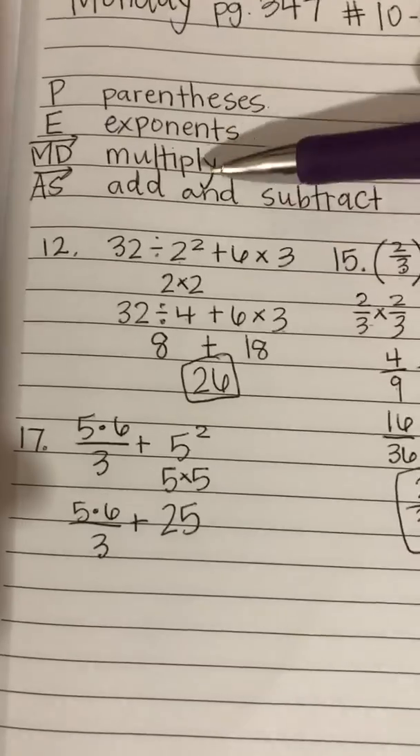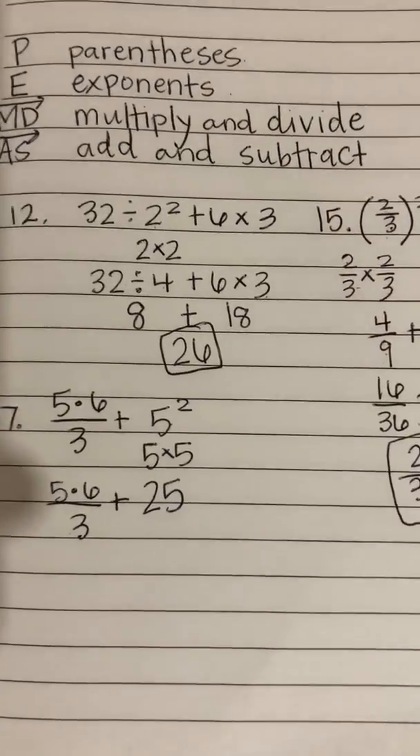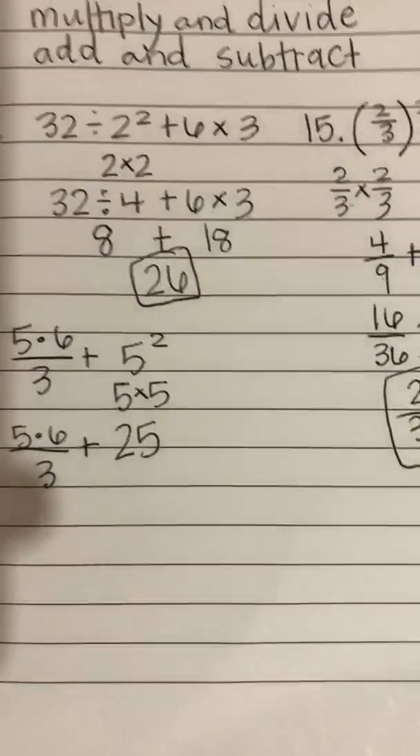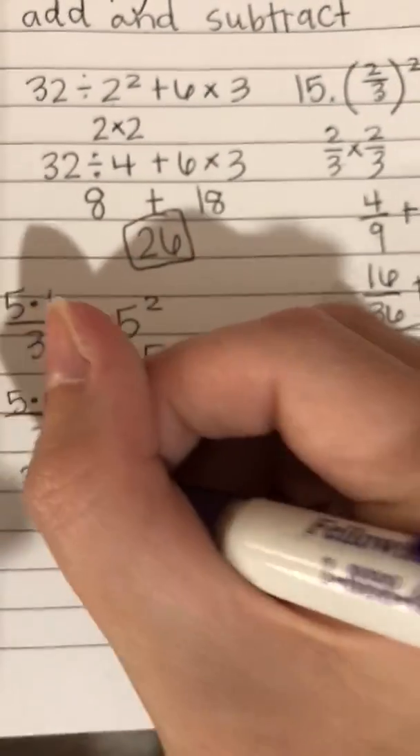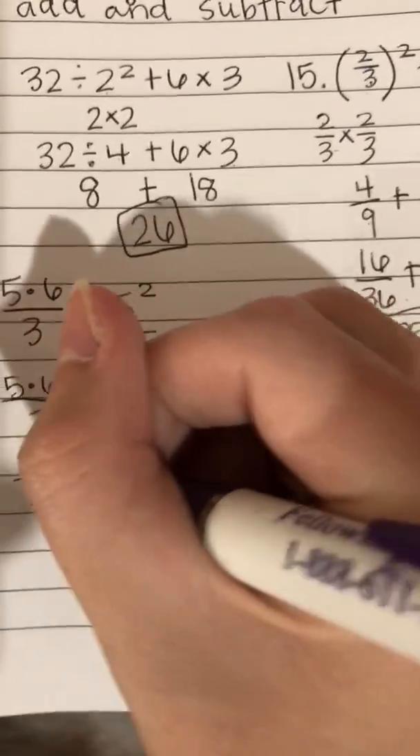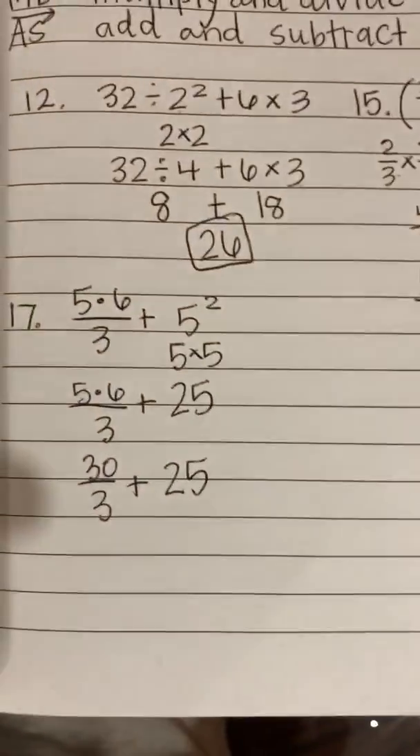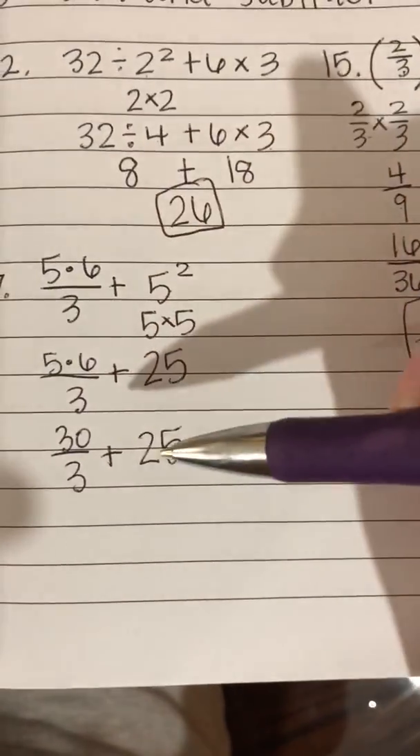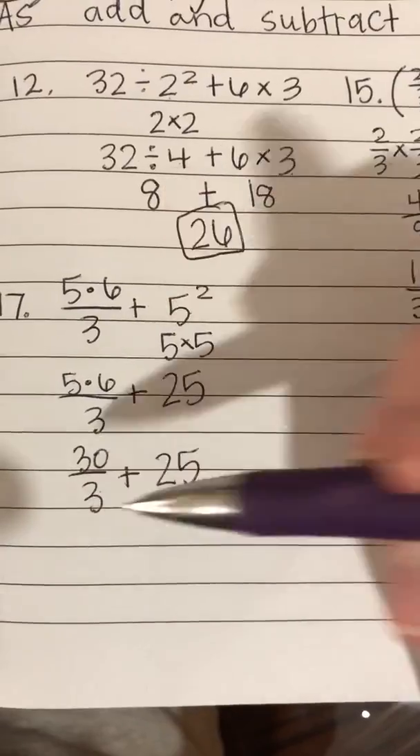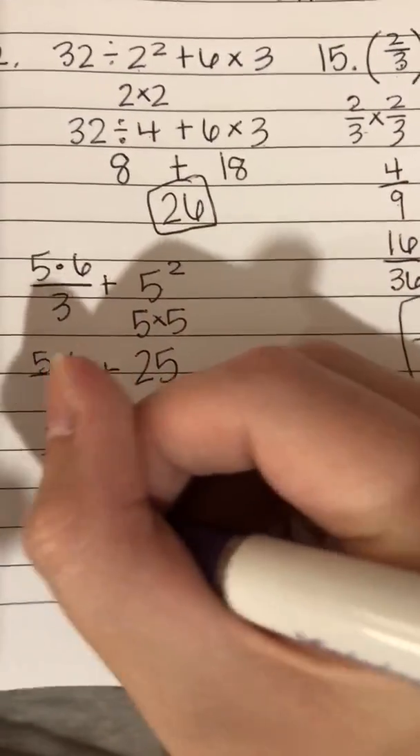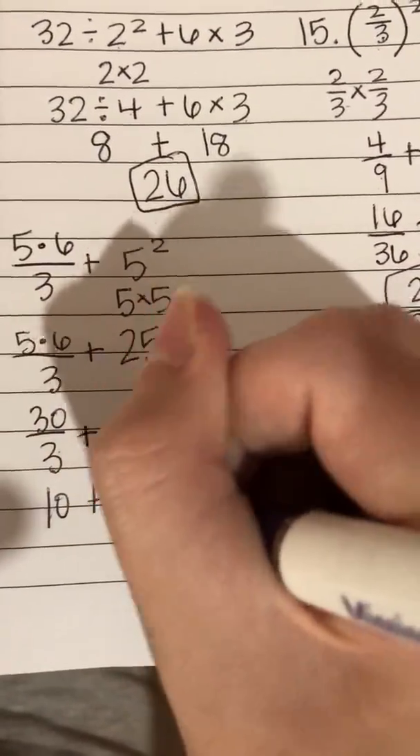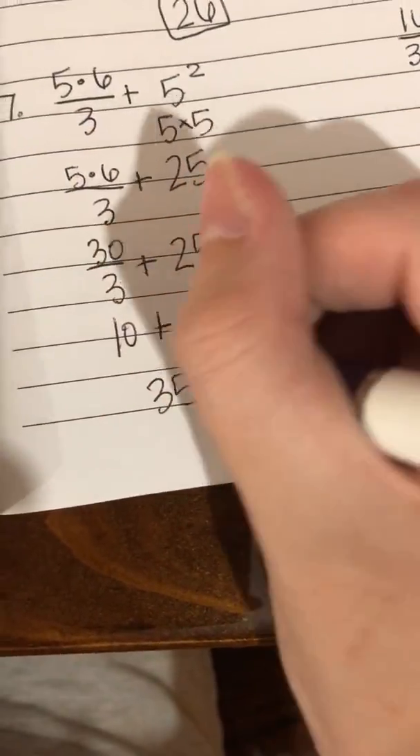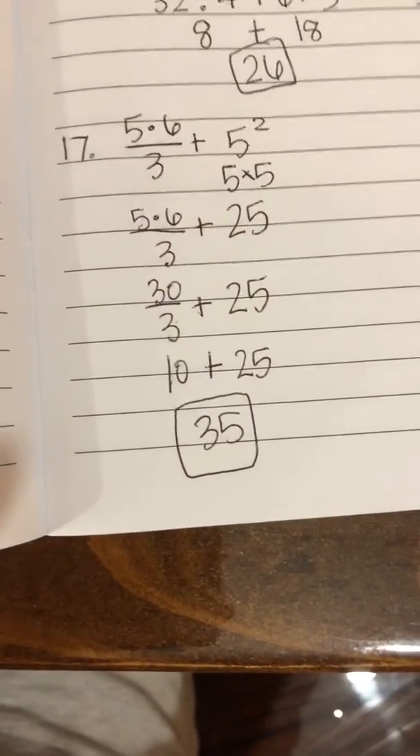Now I move on to my next step, multiply and divide. So I'm going to multiply 5 times 6, if you remember that's what that dot means. 5 times 6 is 30 over 3 plus 25. Now I divide, because this is an improper fraction, that means divide. 30 divided by 3 is 10 plus 25. 10 plus 25 is 35. So the answer to number 17 is 35.